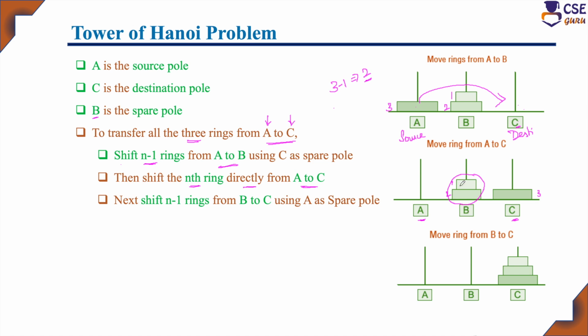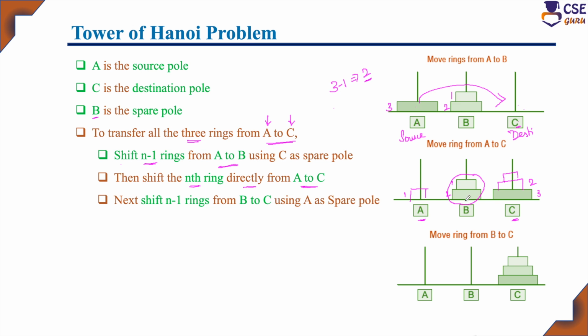Now what we have to do is move ring number 1 to A. Then ring number 2 moves to C. Then from pole A, ring number 1 moves from A to C. Okay, that is, these n minus 1 rings are now in pole B.